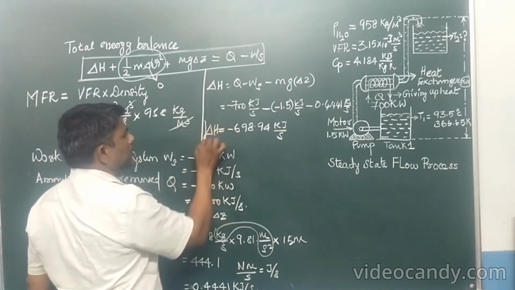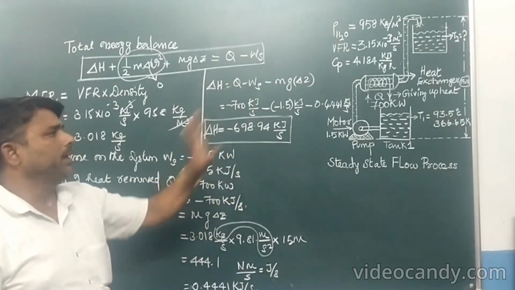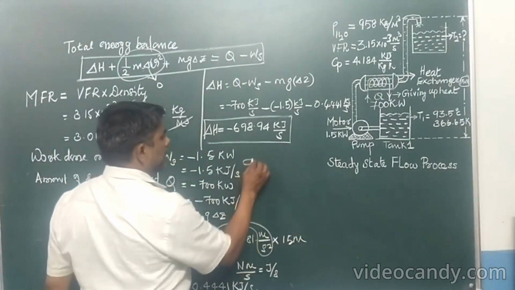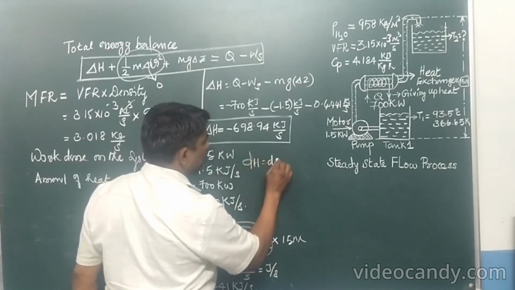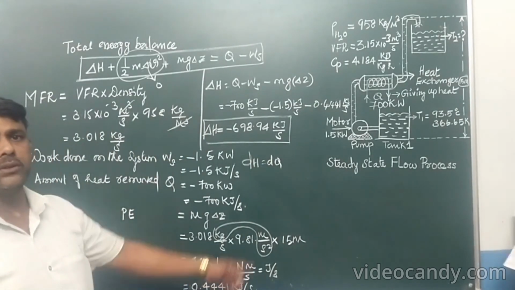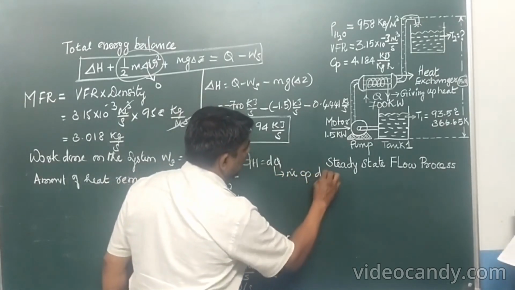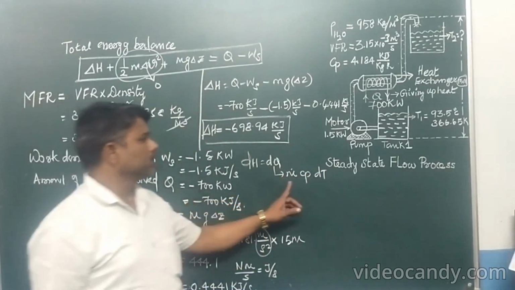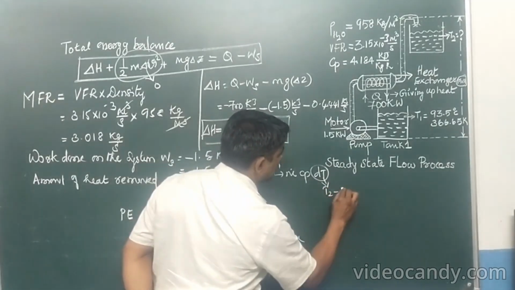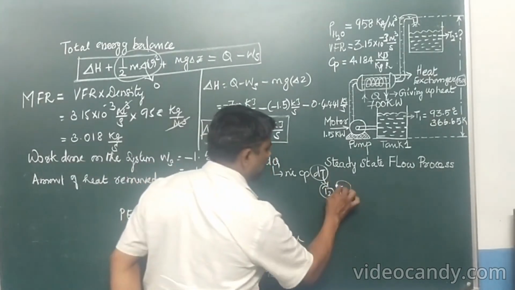This is the enthalpy change during transfer of water from tank 1 to tank 2 by the motor through a heat exchanger. Since this is an open system, constant pressure process, dH is equal to dQ. The amount of heat added to the system is exactly equal to the change in enthalpy of the system. dQ is nothing but m dot Cp dT, that means mass flow rate, specific heat and change in temperature. This change in temperature means T2 minus T1. T2 is the question mark. T1 is given, the temperature of water in tank 1.